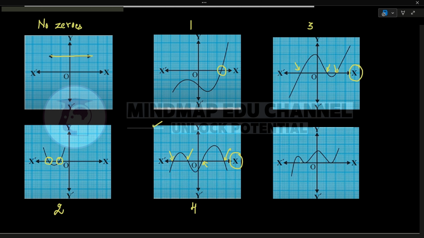What can you say about this graph? So let's count. 1, 2, 3. So this polynomial is touching the x-axis 3 times, which means it will have 3 zeros. Yeah, so this is all about 2.1.